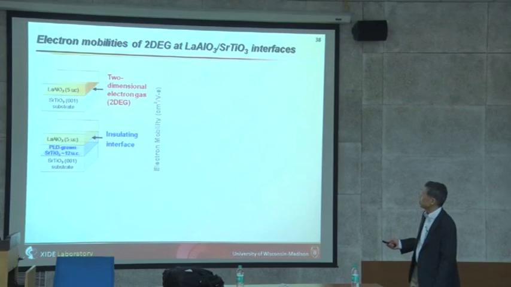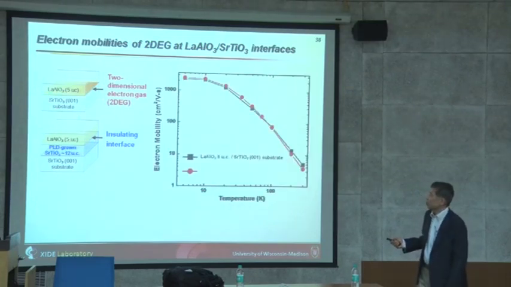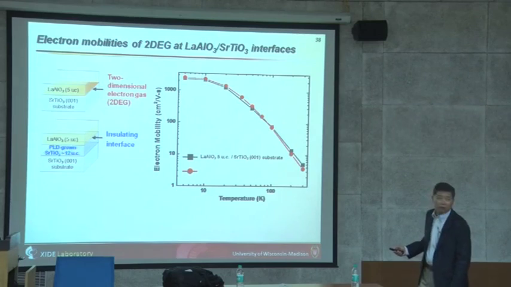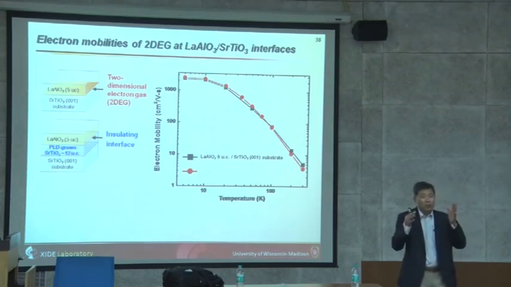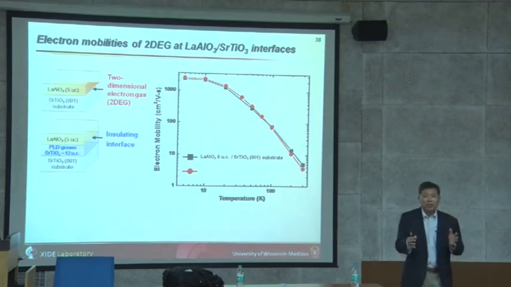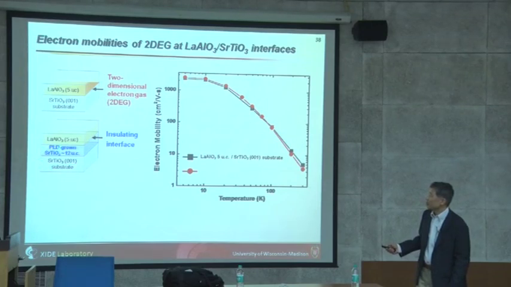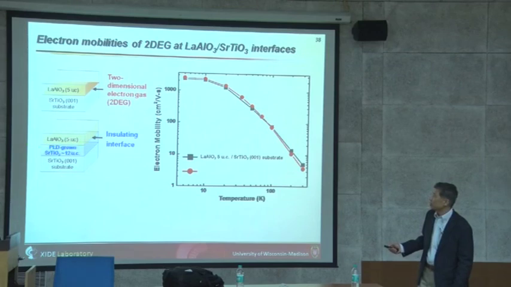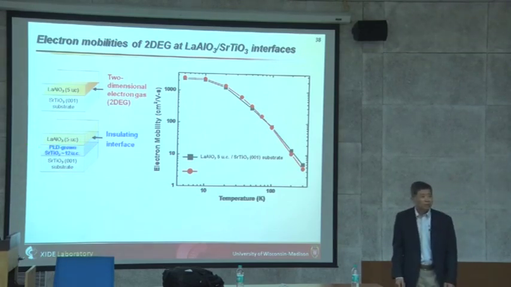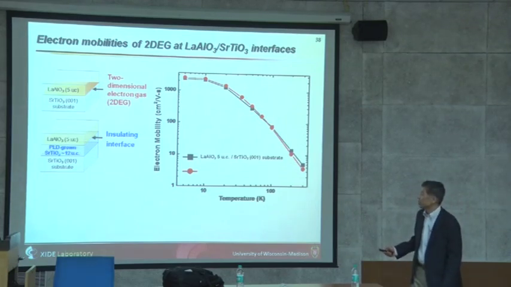One example of what we learned during our process: when you grow a two-dimensional electron gas with lanthanum aluminate on a strontium titanate bulk single crystal, you get very nice two-dimensional electron gas behavior. But when you grow PLD-grown strontium titanate first, and then grow the lanthanum aluminate, this is homoepitaxial strontium titanate. Yesterday I told you about homoepitaxy and heteroepitaxy. Do you remember that? Homoepitaxy means I grow the same material on top of the same substrate. Strontium titanate on strontium titanate, so we expect this one to be the same as this. But when you grow the lanthanum aluminate on top, it was supposed to have a 2D electron gas, but for some reason it is insulating. That means this strontium titanate and this strontium titanate are not the same.